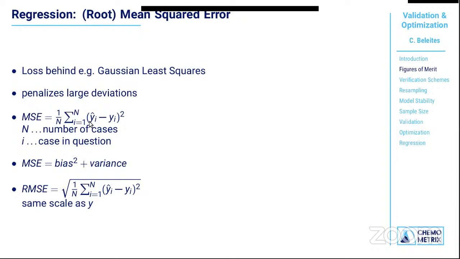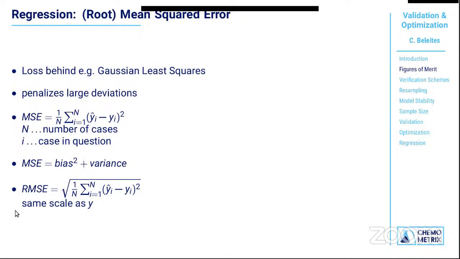What we do is we compute the deviation between the prediction and our reference value. We square it, we take the average of this, and in case of the root mean squared error, we then take the root.